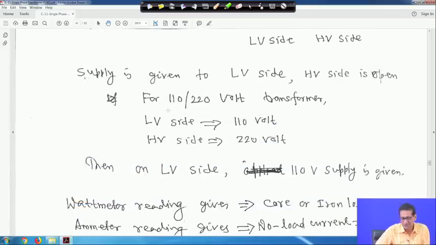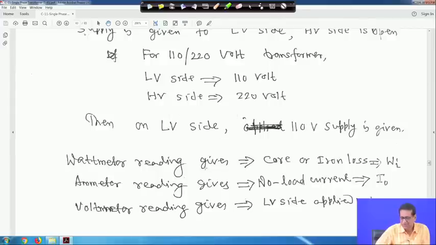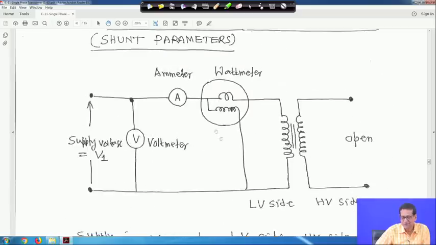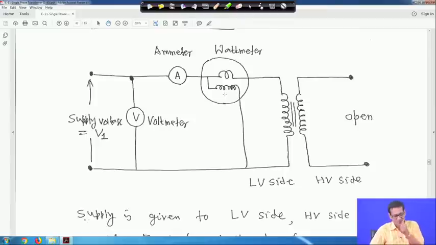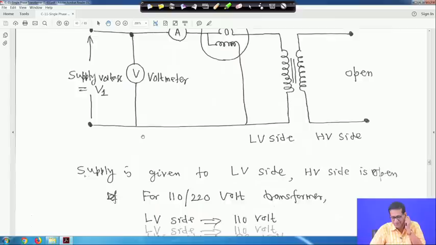In that case, the wattmeter reading: this side is open, that is, the secondary is open, there is no load on the secondary, it is an open circuit. So, whatever the wattmeter gives will basically be the core loss, because an open circuit carries no load current. The ammeter will give you I0, the no load current, and the wattmeter will give the no load power loss, and this is the voltage you are giving, 110 volt.